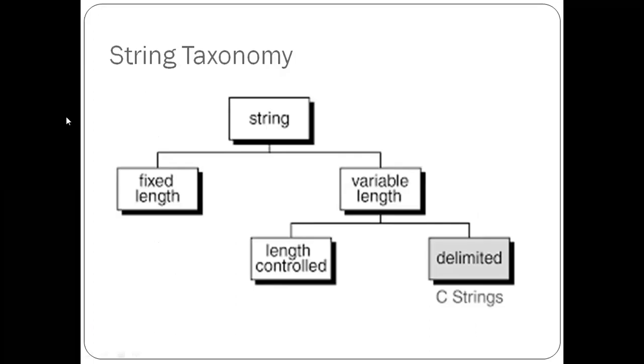And strings taxonomy. Strings taxonomy means that when the string is declared, the size has different types. When the size of the string is defined, there are two types. One is fixed length and the other is variable length. The variable length can be defined as two types: length controlled and delimited. A delimited string is also called a C string.